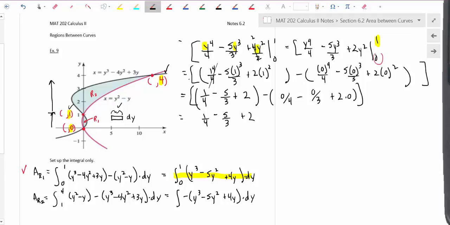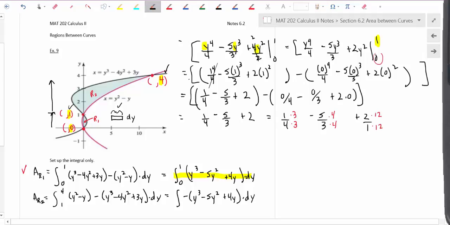And we can get a common denominator and get this put together. So that's going to be 1 over 4 minus 5 over 3. Put the 2 over 1. The common denominator is 12. So I'm going to multiply this by 3 over 3, this one by 4 over 4, and this one by 12 over 12. So if I work out the details, I get 3/12 minus 20/12 plus 24/12. Okay, so that will be 27 minus 20, or that looks like 7/12. So that's what the value of the first integral is, 7 over 12.